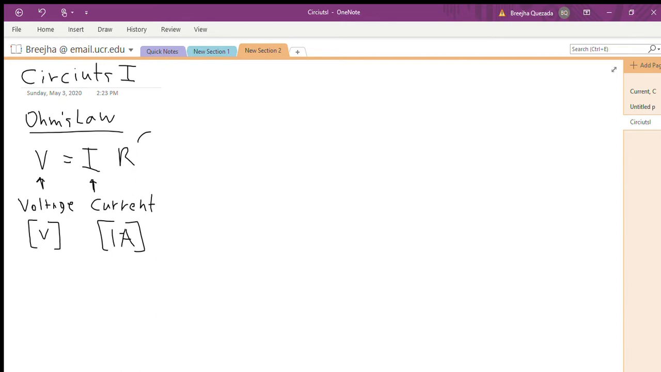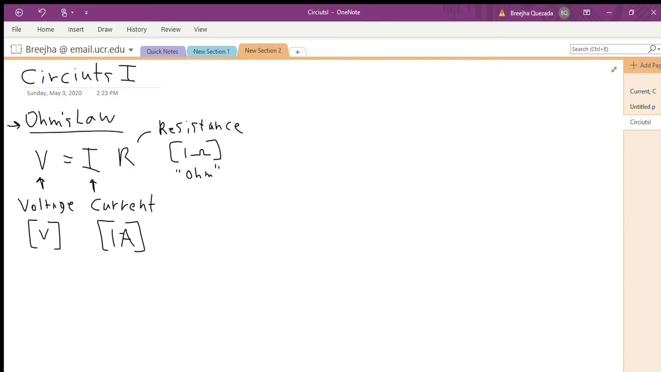And R is for resistance, which also has a little bit of a funky unit. It's ohms right there, so 1 ohm. And this is also where we get the term Ohm's law from. So voltage equals current times resistance, or V is equal to the units of amps times the units of ohms.